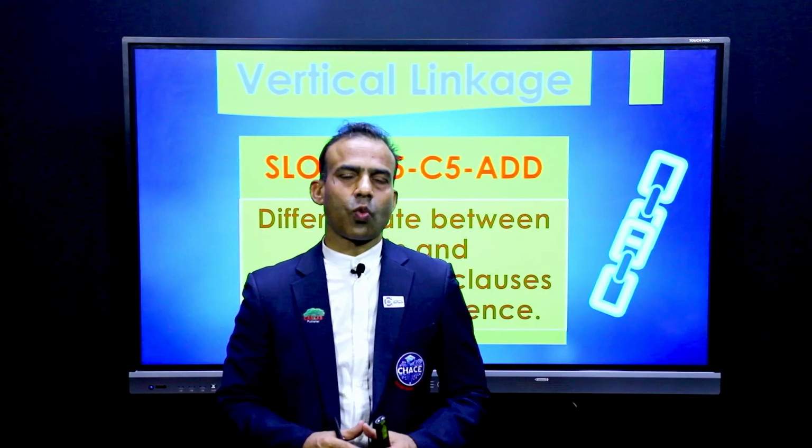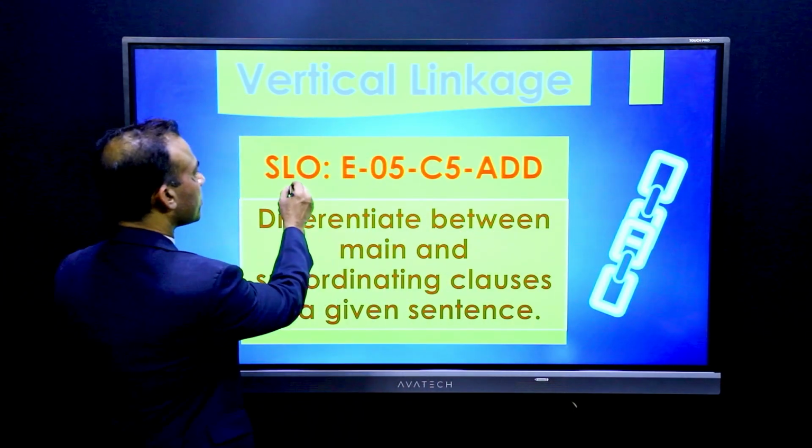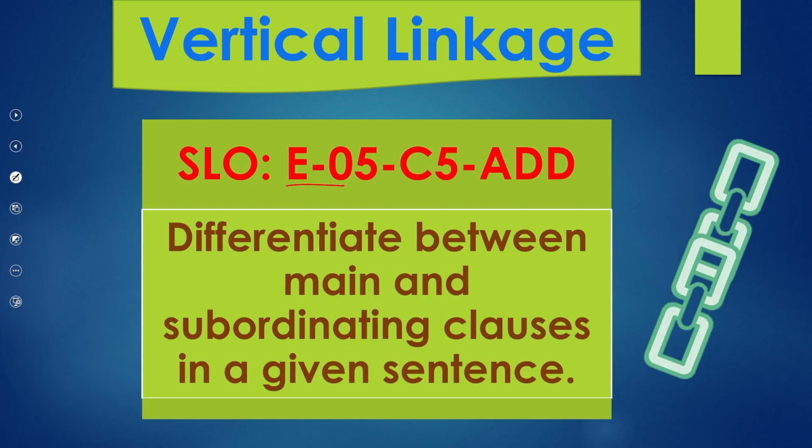Now this is vertical linkage. SLO E5, the same SLO that was in English 5. In English 5 the SLO starts with these words: differentiate between main and subordinating clauses in a given sentence. This is vertical linkage.